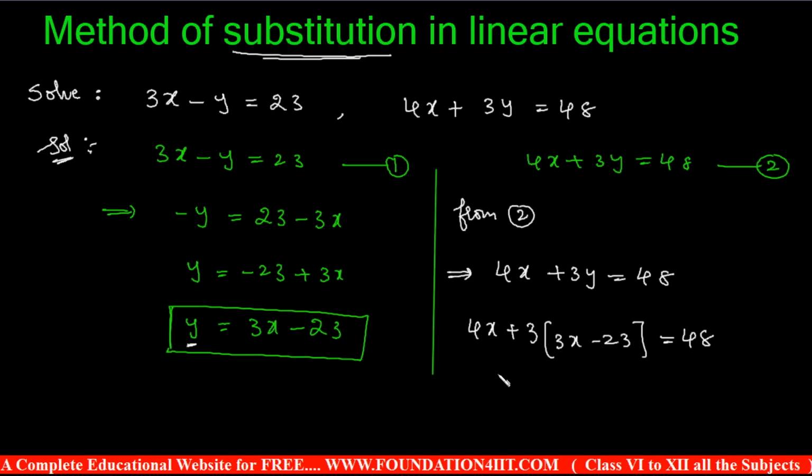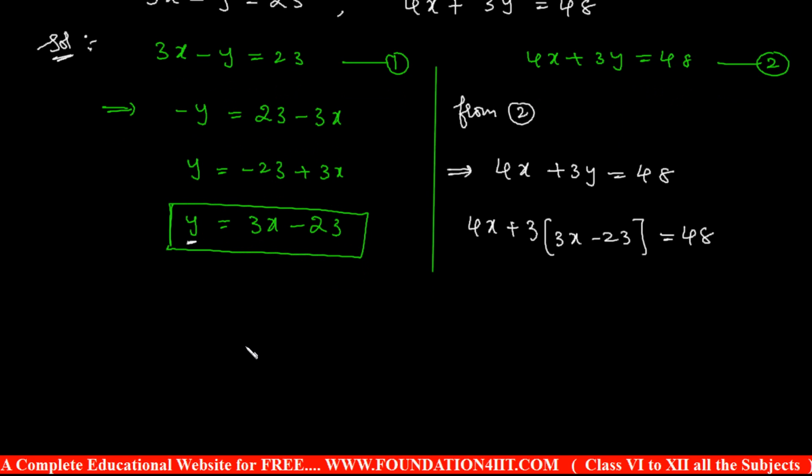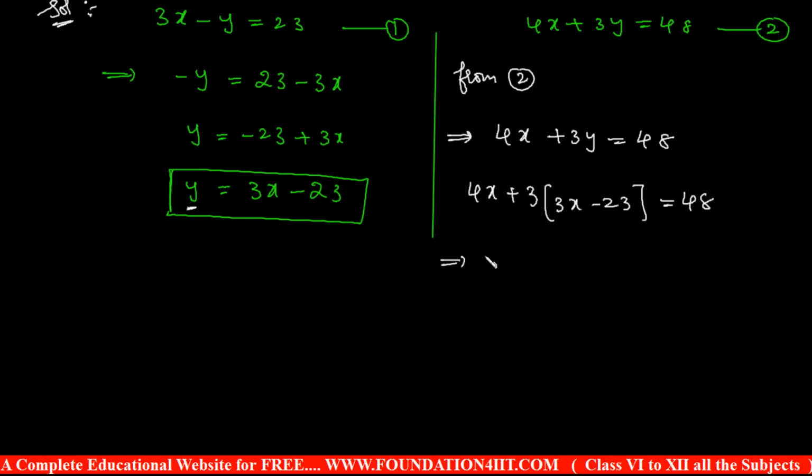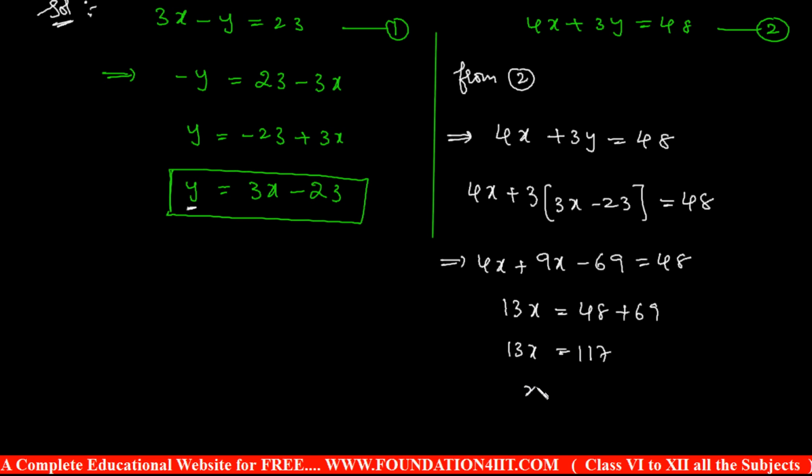We can simplify this, we'll get the x value, and if we substitute that x here again, we'll get the value of y. That's why it's the substitution method. So we can simplify this. 4x plus 3 into 3, 9x minus 23 into 3, okay, 69 minus 69 is equal to 48. 4x plus 9x is 13x is equal to 48 plus 69. 69 take other side. So 13x is equal to 48 plus 69 is 117. x is equal to 117 by 13.